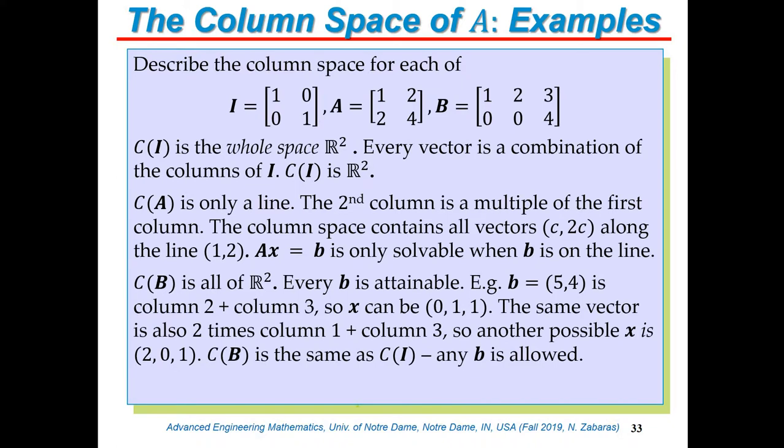And this is more or less the statement that you see here. What it says is that any b is allowed, and in principle, the column space of B is identical to the column space of I. Okay, the two sets of vectors look different, but in principle, you remember the basis is not unique, right? Two independent vectors uniquely define R2, and effectively in both the I matrix and the B matrix, that is the case. Okay.